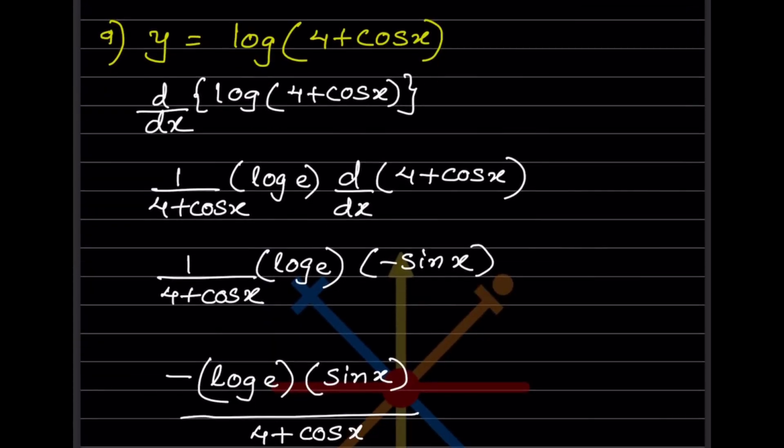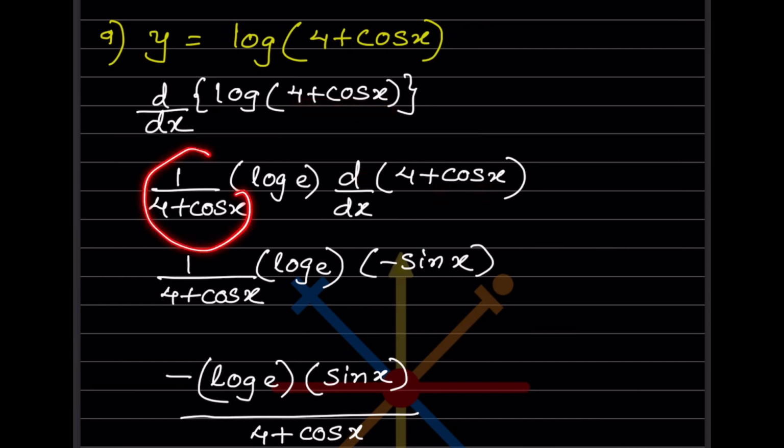Now y is log of 4 plus cos x. So d by dx of log of 4 plus cos x. So we can also write this as log of x. You know the derivative of log of x is 1 by x. So this whole thing we can consider as x. So this will be 1 by 4 plus cos x, and this will be log of e. Whenever you have such a one, we will write this derivative, and then you will take the inner part, that is going to be d by dx of this part, 4 plus cos x.